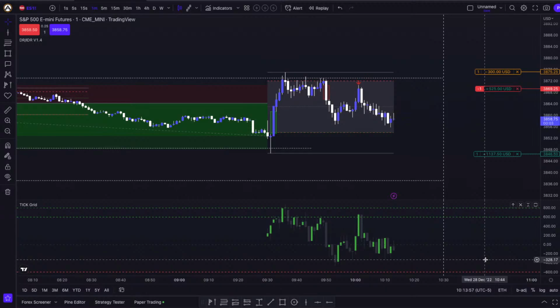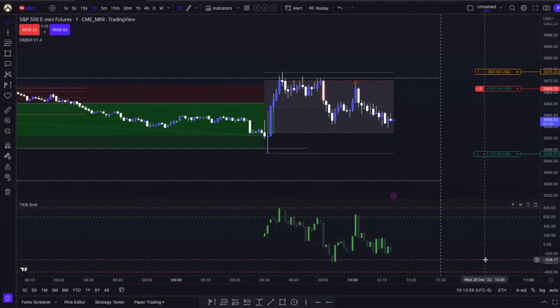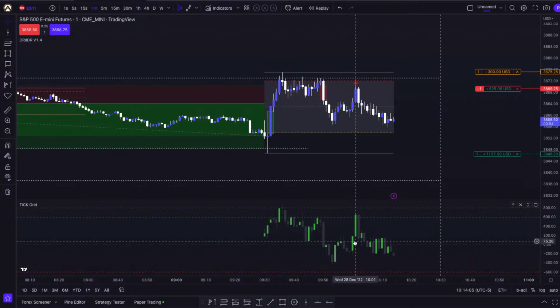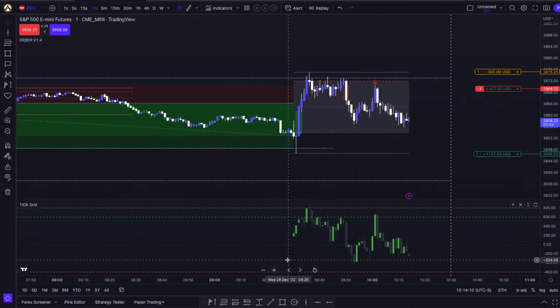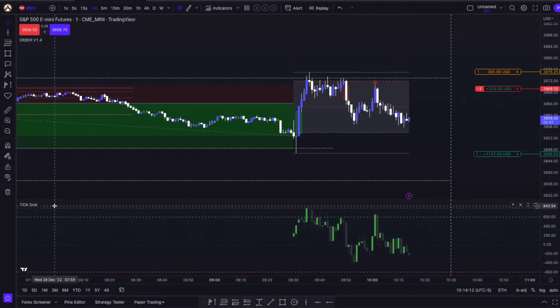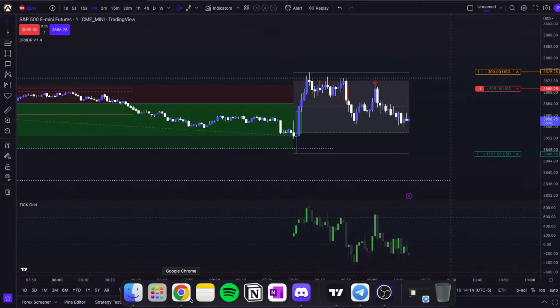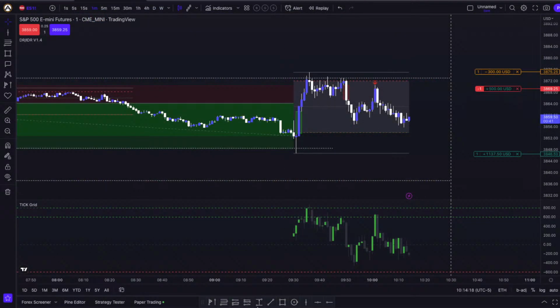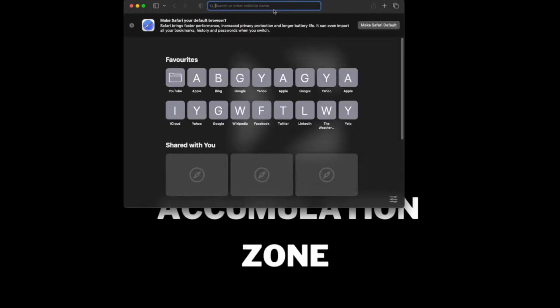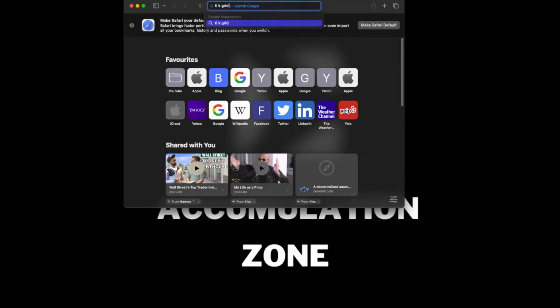I thought that it's... Could you talk about the tick grid? Yeah, so what I thought when I first saw the tick grid is that basically I'd use it for divergences, because tick grid is the whole sum of all. Hang on, I can actually pull it up. Let's open up the browser. Tick grid for a nice explanation.